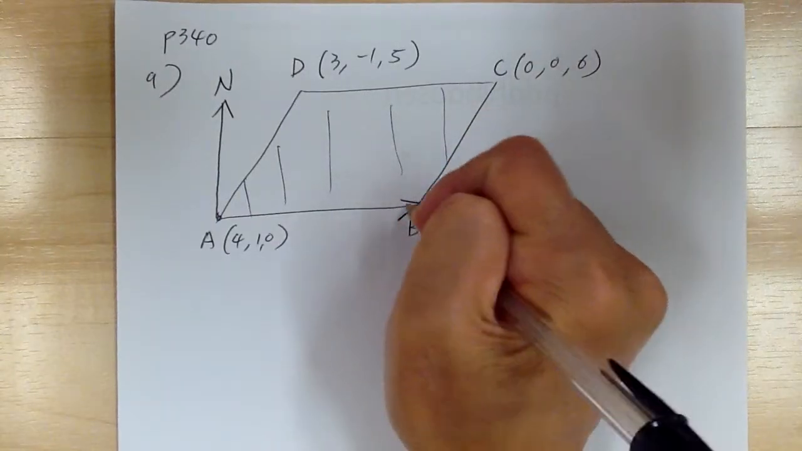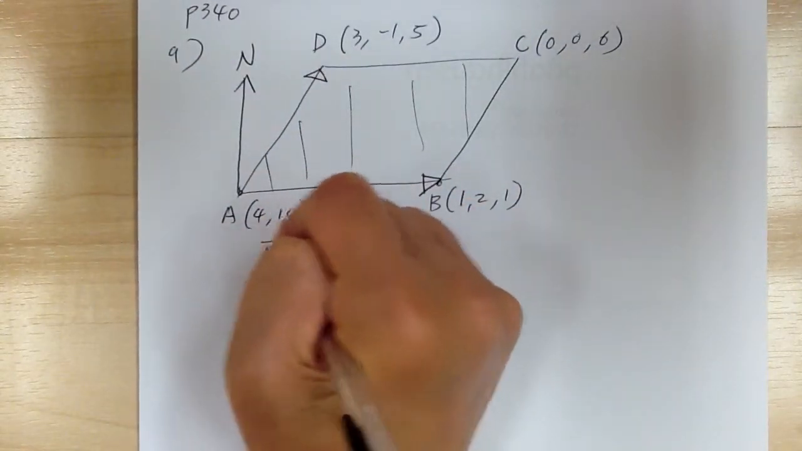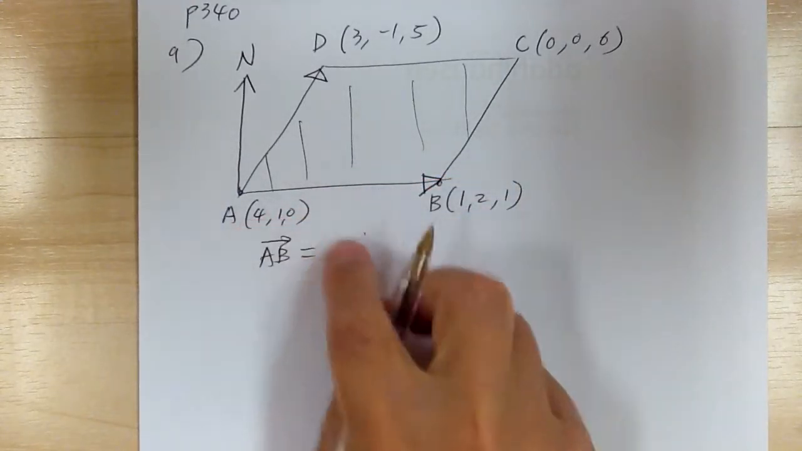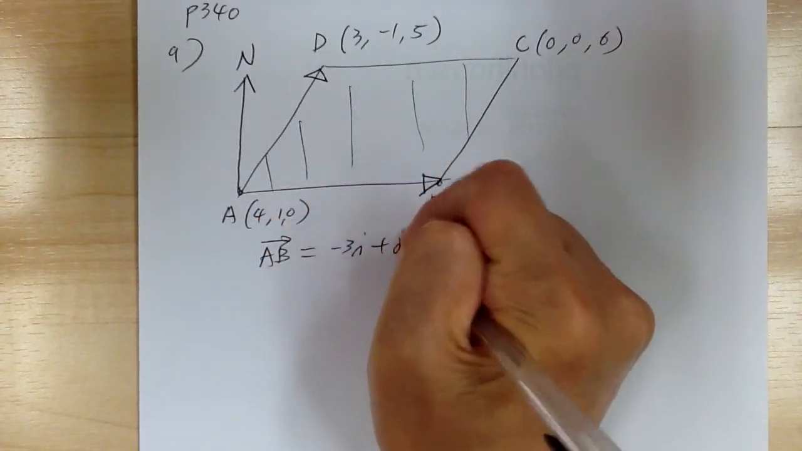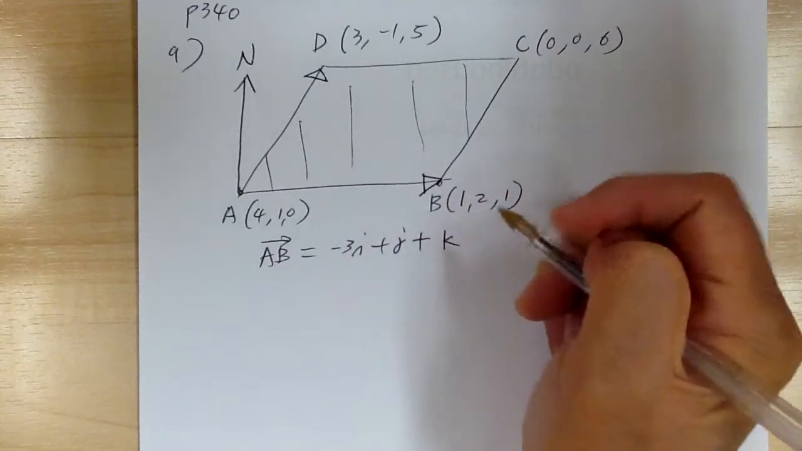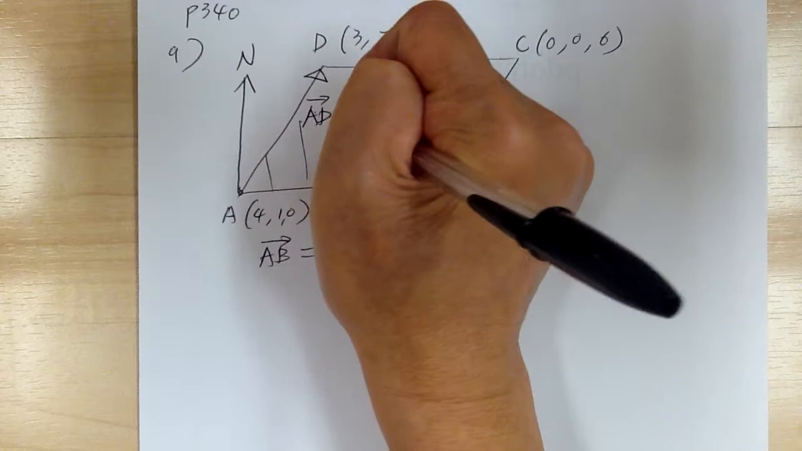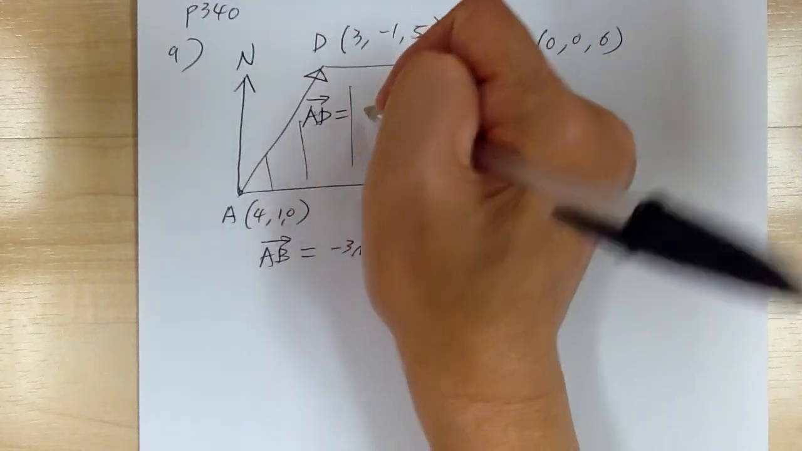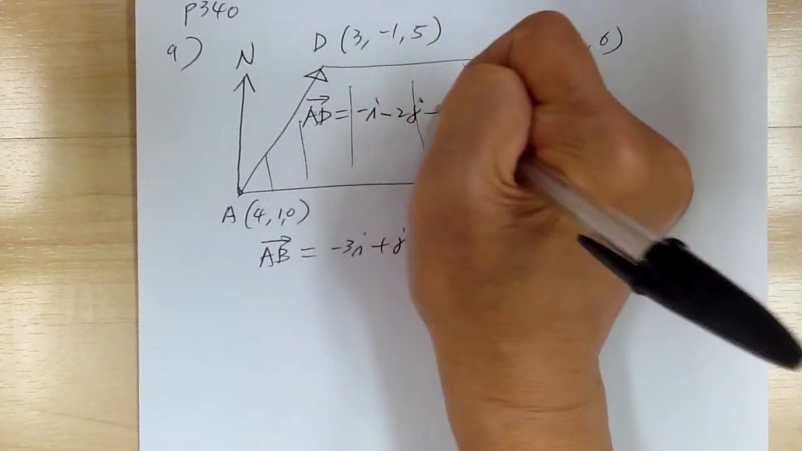And so I need to get the vector AB and vector AD. So vector AB is equal to -3i. I have to subtract, right? Use the end minus the beginning. 2 minus 1 is plus 1, 1 minus 0 is 1. And then vector AD, again, you have to use D minus A, right? So this is -i minus 2j plus 5k.